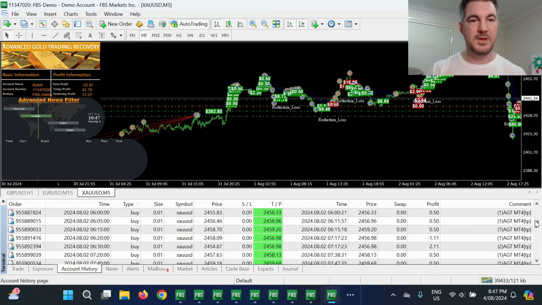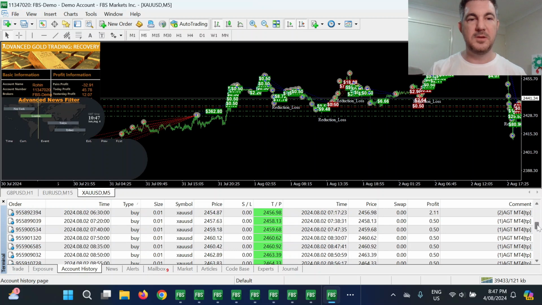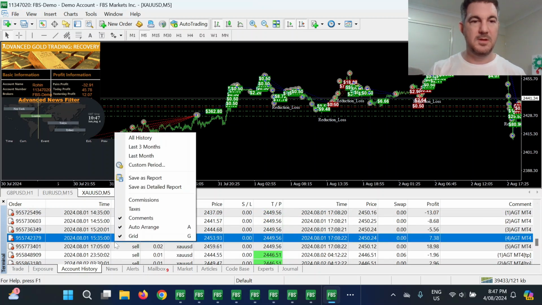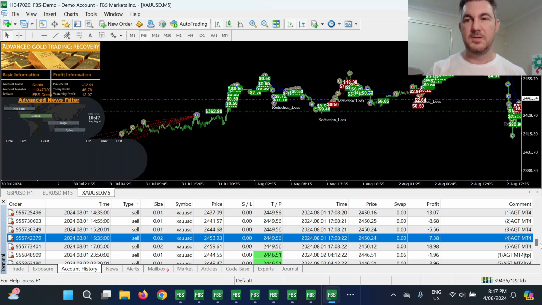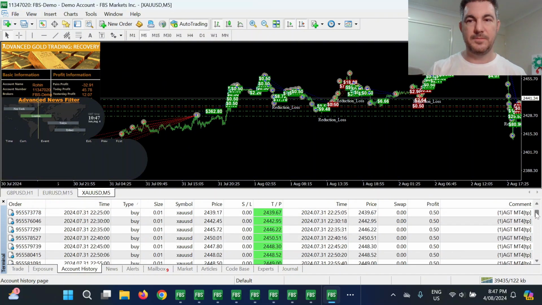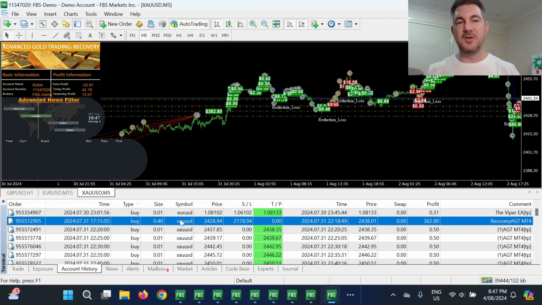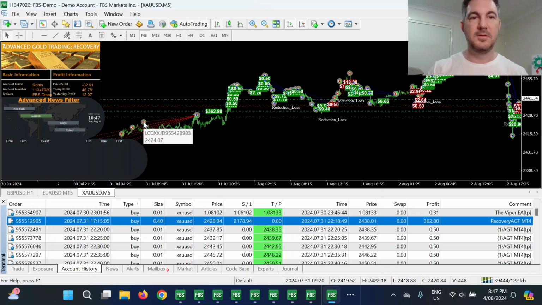Oh, it's going to be pretty hard to show you all. It opened a buy hedge order. Am I showing everything here? All history. Maybe not. Alright, there it is. Here we go. So, pretty crazy though. It opened a buy hedge order at 0.40 lots. Maybe here? Don't know.